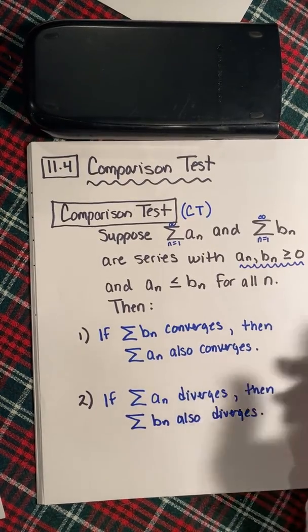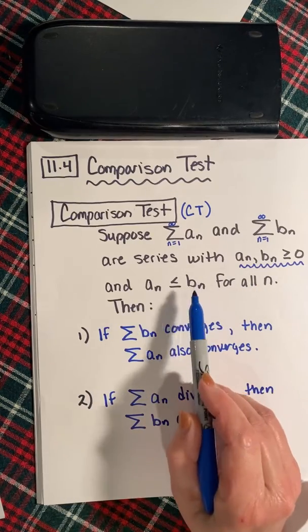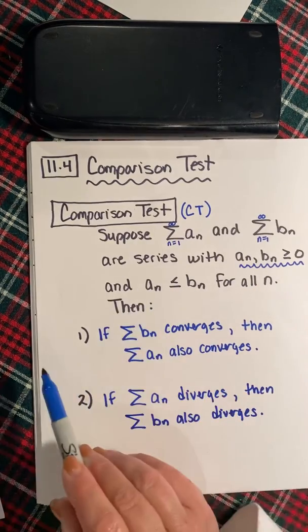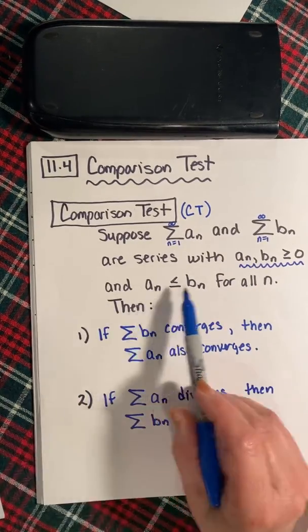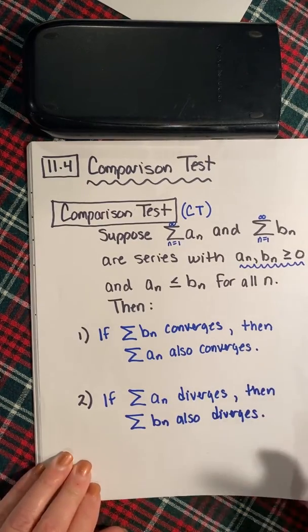So again, it's kind of common sense. If we can bound a series above by a convergent series, then that also must converge. If we can show that a series falls above a divergent series, then that one must also diverge. That is the comparison test. So let's look at an example.